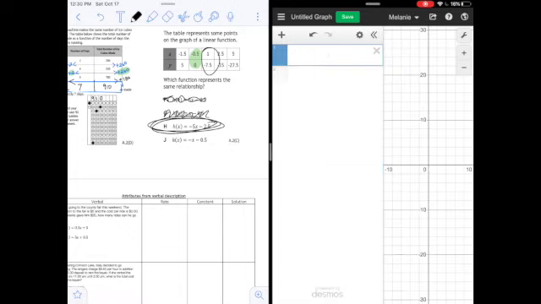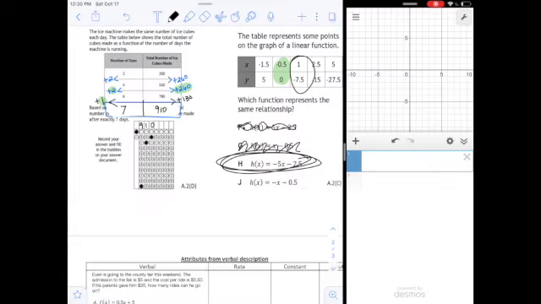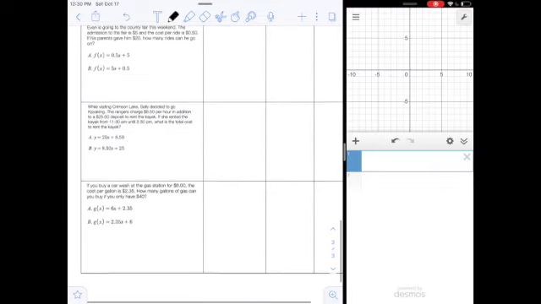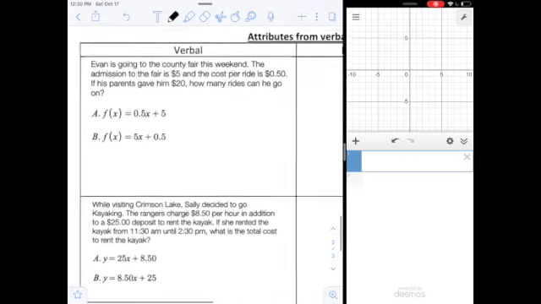All right, let's take a look. I'm going to scoot this over a little bit. Let's take a look at our verbal descriptions. Verbal descriptions are super easy, mainly because we already have them listed for you. I am just going to show you how to write it, and then I'll show you how to graph it.